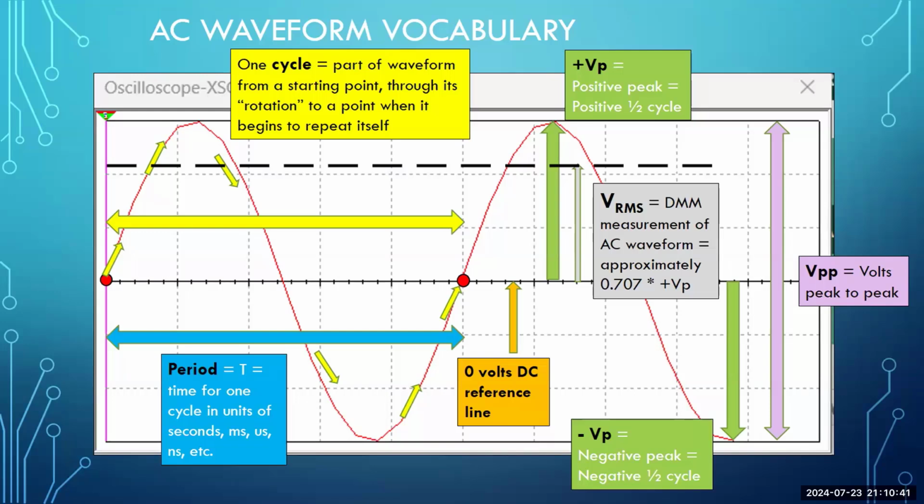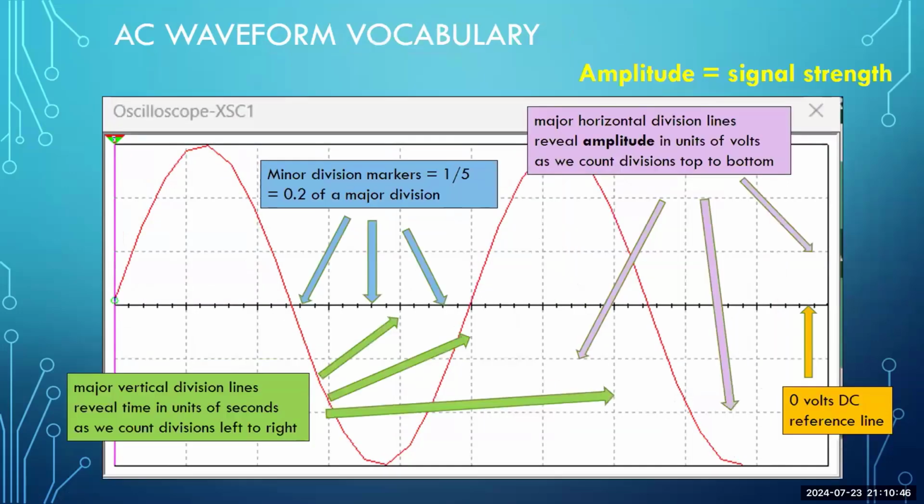All right, let's continue with other parts of the oscope screen. What we have here, my friends, in the green, let's go ahead and start with the green. The green box shows major vertical division lines. So they go up and down. And I have the green arrows pointing to several of the vertical dashed lines. Those dashed lines are called vertical division lines because they help us to determine measurements of the waveform as they are displayed on the oscope screen.